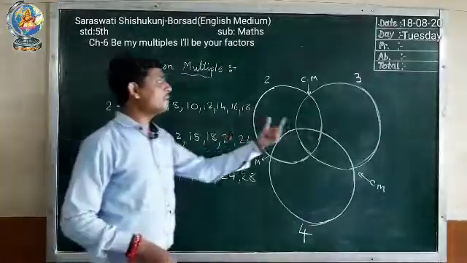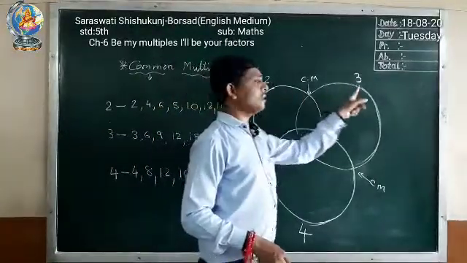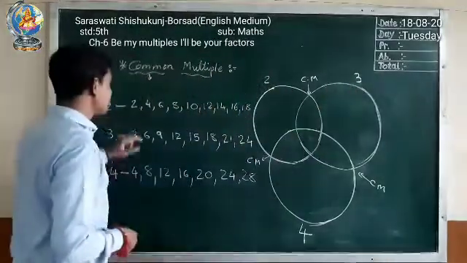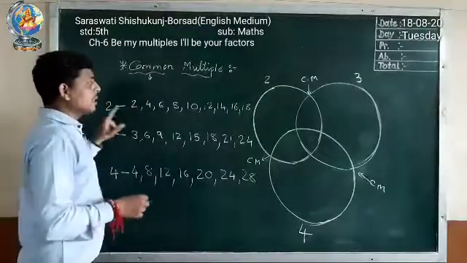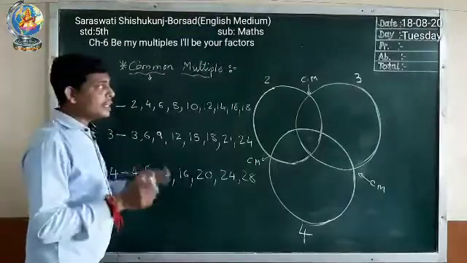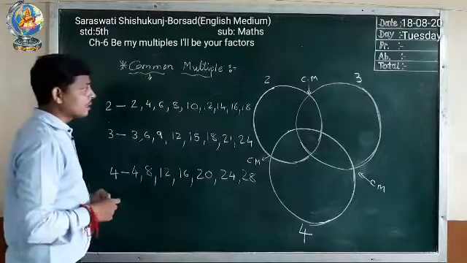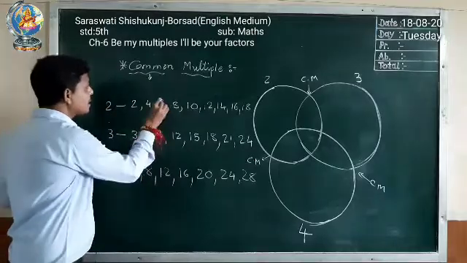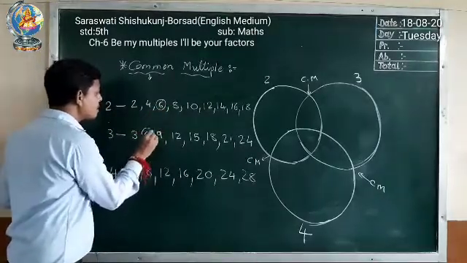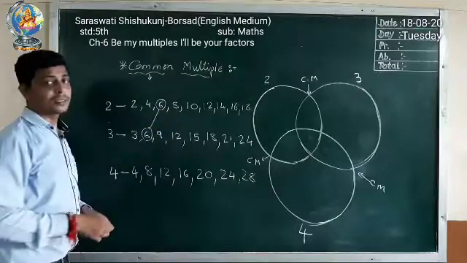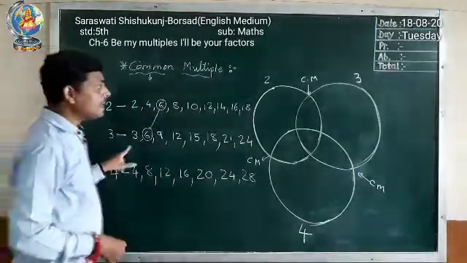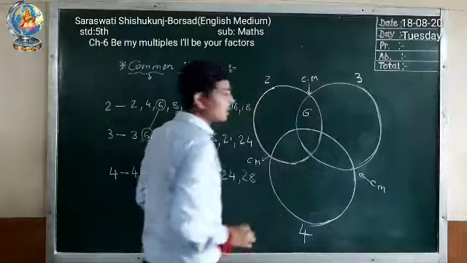Understood? First of all we will find the common multiple of 2 and 3. You can see which number is common in the multiples of 2 and 3. 6 is the number common in 2 and 3. So we can write 6 here.